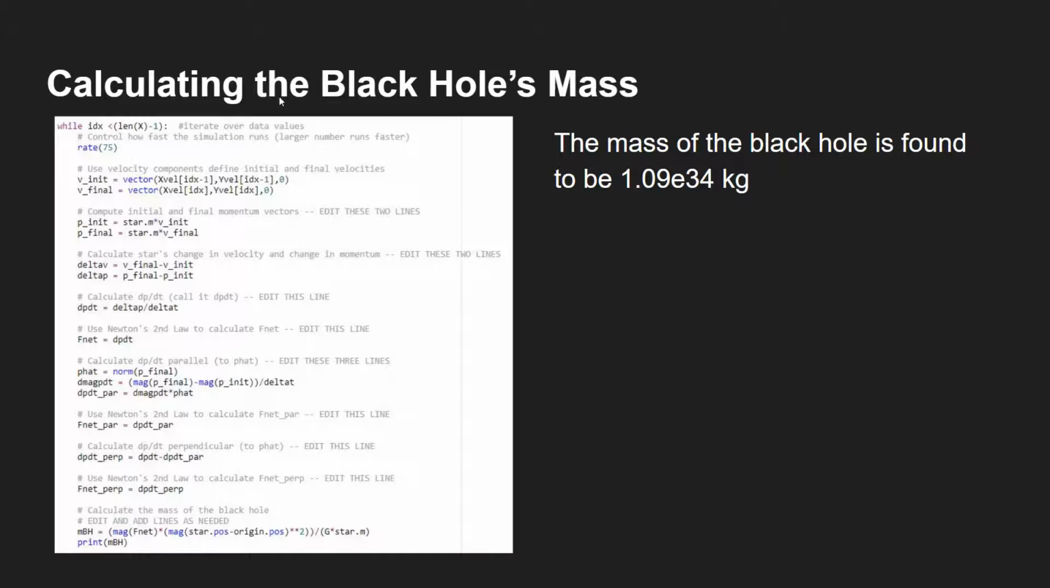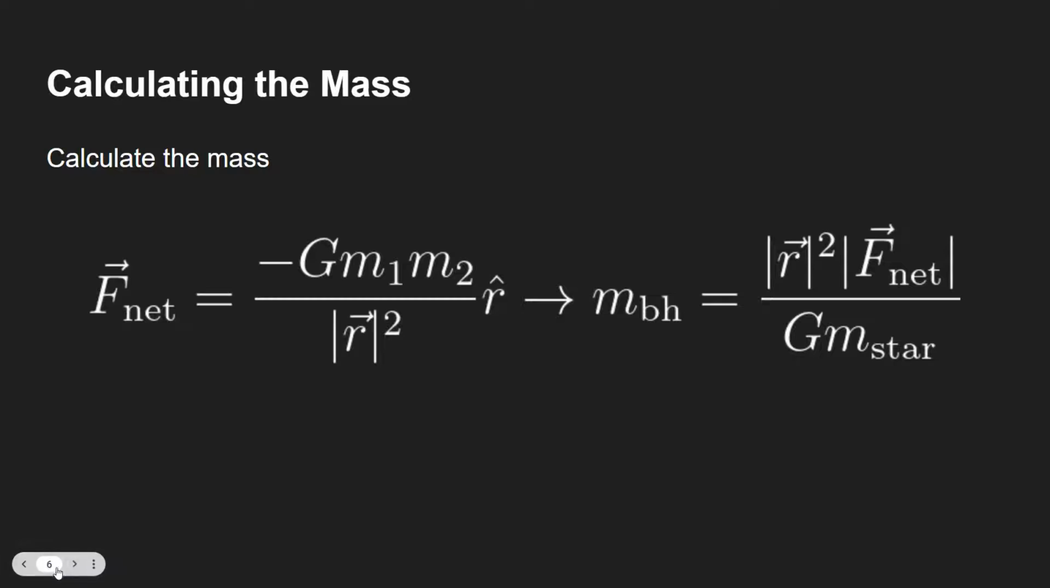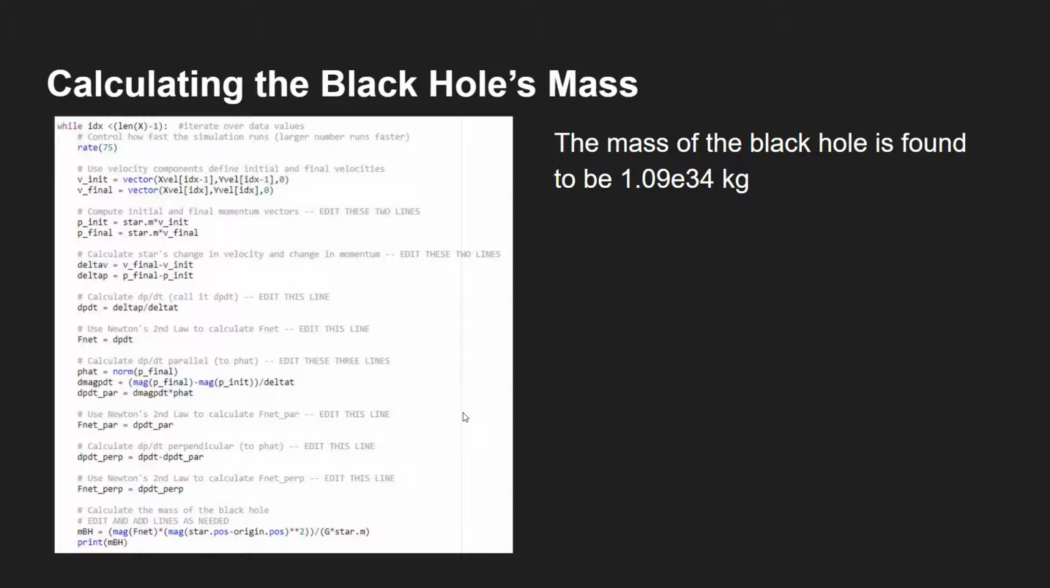This is a calculation loop that just applies everything. So it uses velocity components to define initial and final velocities. Then it gets the initial and final momentum vectors by multiplying by mass of the star. Then it gets the change in velocity and change in momentum. Finds the net force. Then finds the parallel and perpendicular components, and then uses the equation we found here on the right to actually calculate the mass of the black hole, which is found to be 1.09 times 10 to the 34th kilograms.